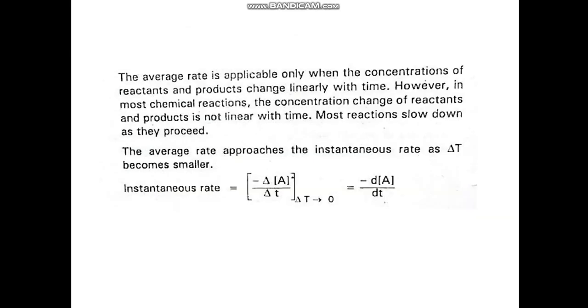Then it can be approximated to the instantaneous reaction rate by putting minus delta A by delta T, as delta T tends to 0, equal to minus dA by dt. It is obtained from the tangent of the exponential curve. The instantaneous rate of the reaction can be easily obtained from the graph by drawing a tangent corresponding to a particular time t.